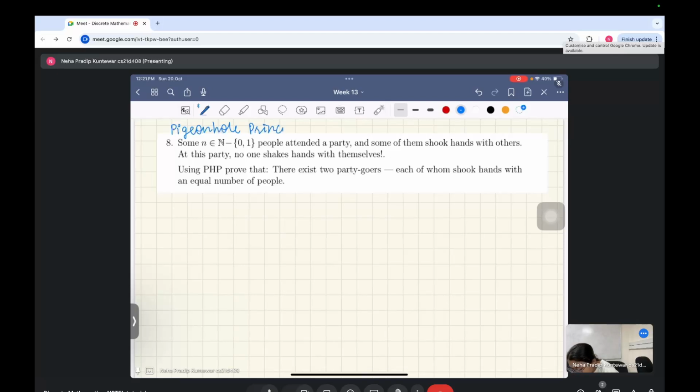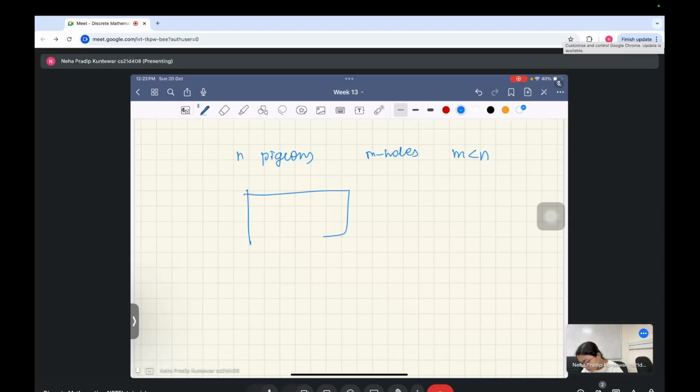So this is a very simple yet very powerful technique that we learned in the course. And what does it say? It simply says that if I have n pigeons and I have m holes where m is less than n, so let's say I have 6 holes, and let's say I have 7 pigeons.